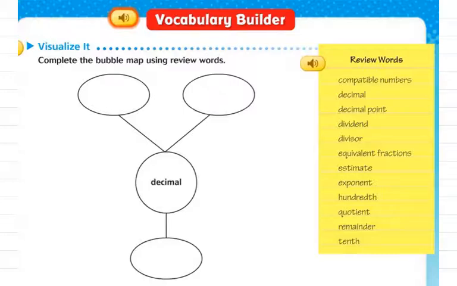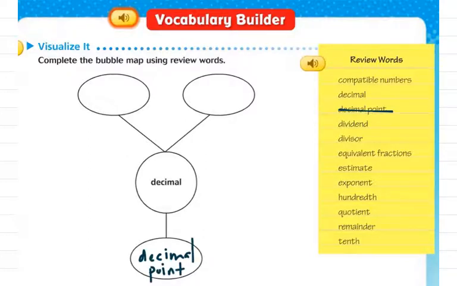So we're going to start out with our vocabulary builder where it says visualize it. Complete the bubble map using review words. So when we think of the word decimal, boys and girls, what are different things that we think of in this review word area? So we use the word decimal already, so we can't use the word decimal. But I think another word we could use is decimal point. So what I'm going to do is I'm going to write down decimal point.